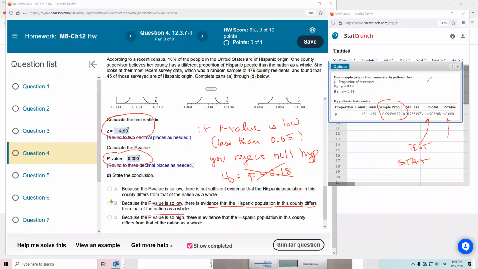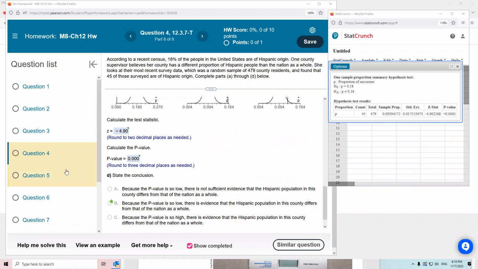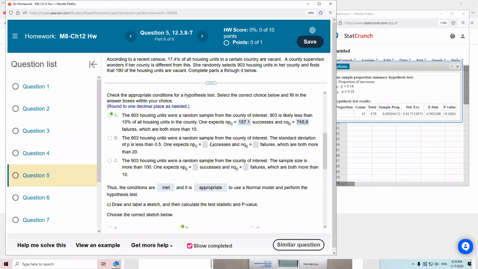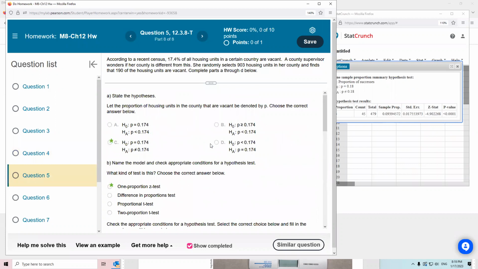Okay, folks, so you can see StatCrunch is going to help you out by giving you the test statistic and the p-value automatically. All right, let's do another example. Okay, let's take a look at this one.